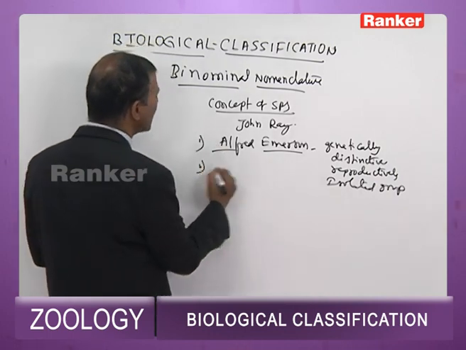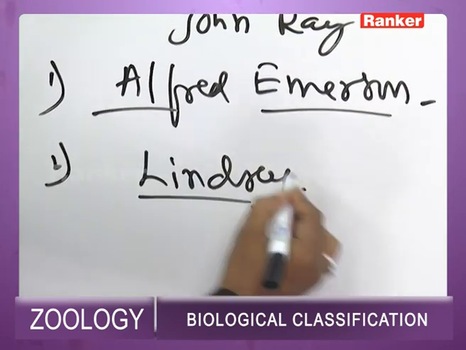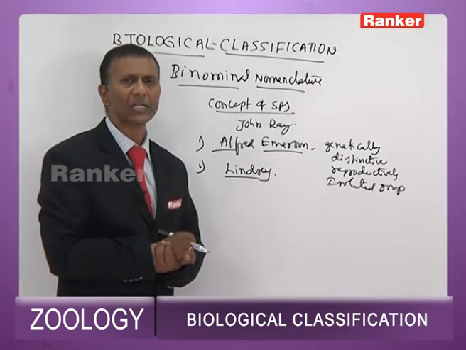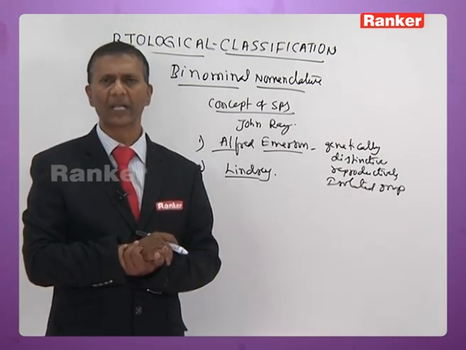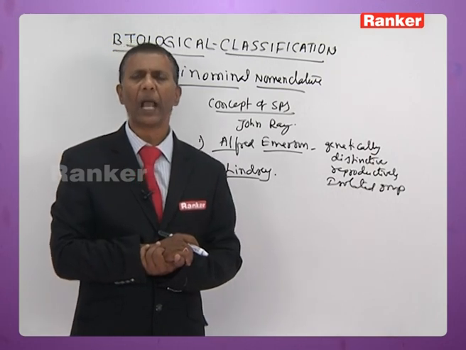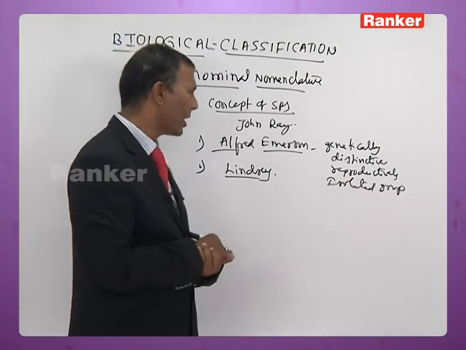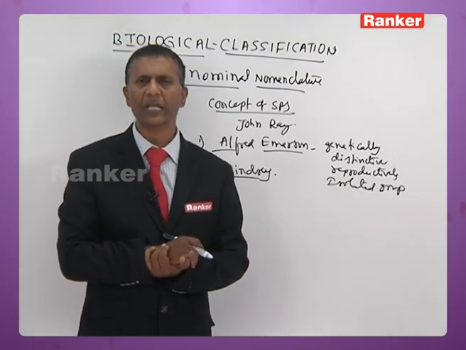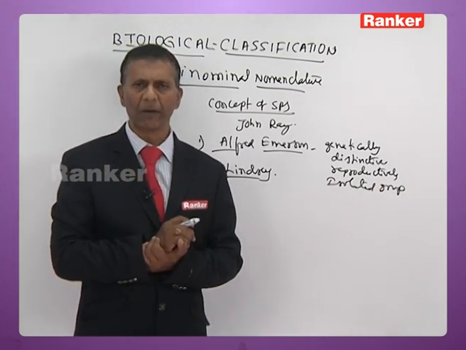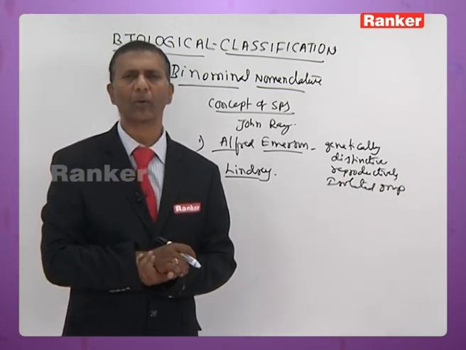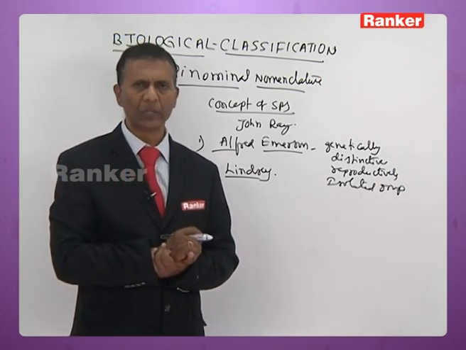Then according to Lindsay, species is an aggregation of a group of organisms which exhibit more or less similar morphological characteristics and are reproductively isolated from all the other species. I shall repeat once again. According to Lindsay, species is an aggregation of organisms with slight morphological variations but with a common ancestry. All of them belong to the same ancestral stock and are reproductively isolated from all the other species.